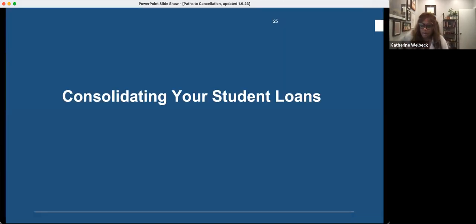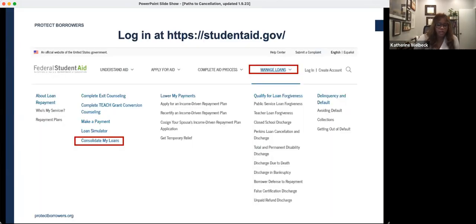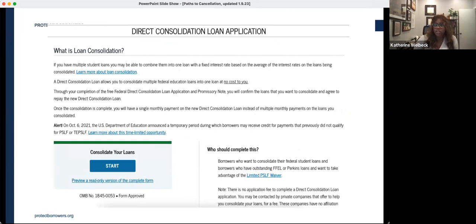Now, we talked a lot about why you might want to consolidate if you don't have direct loans. So we're going to talk about how you actually do that. To consolidate your loans, you're going to go back to studentaid.gov. Again, this website is really important. We're going to do a lot of this work. So you'll log into studentaid.gov, hover over manage loans located in the top toolbar, and click on consolidate my loans in the drop-down menu. And then you'll be able to access the consolidation application here. This is literally what it's going to look like.